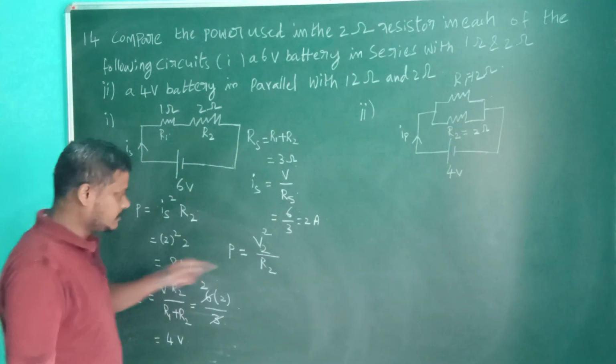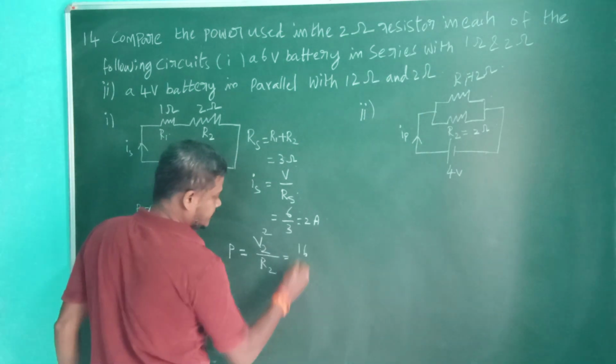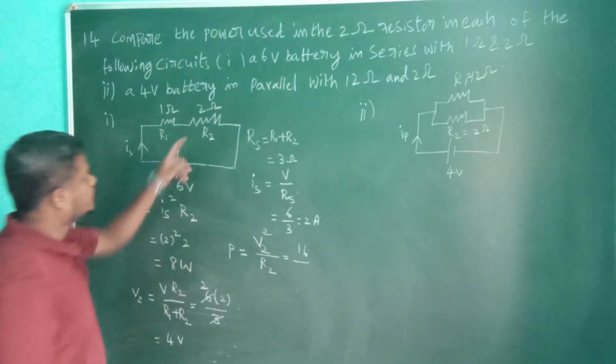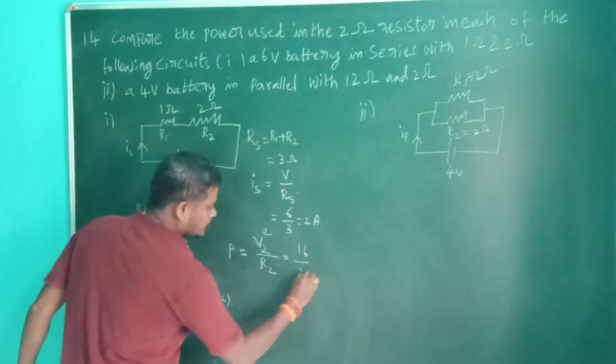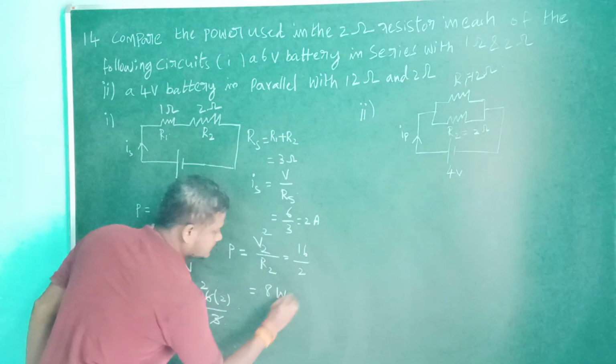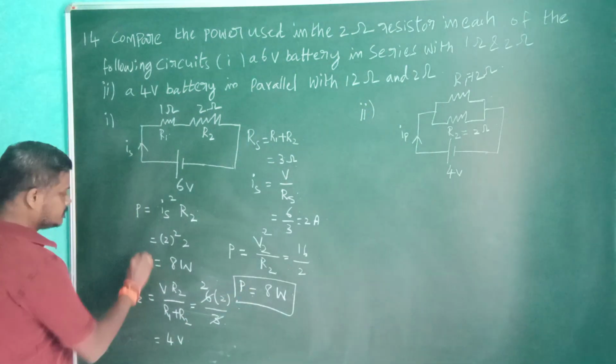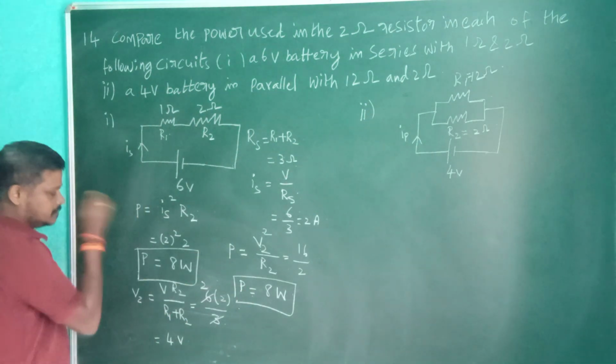If I substitute this value here, V2 square is 4 square, that is 16, divided by R2 which is 2, that is 16 by 2 is 8 watt. In both the methods we get the same result.